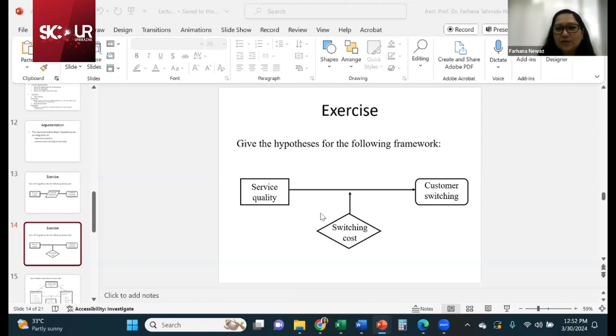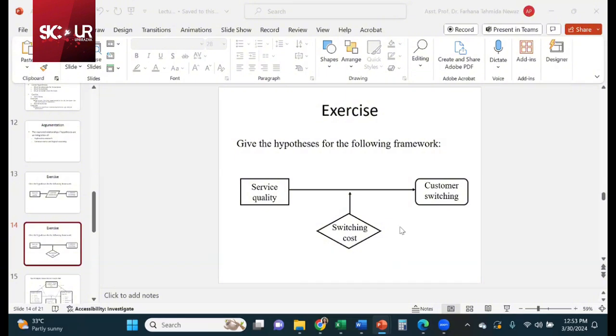Let's see who actually did it the right way. Prof, can I try? Please try. Higher service quality results in lower switching costs for customers. Higher switching costs decrease the likelihood of customers switching to competitors. Hold on, just higher switching cost. Can you see the arrow from switching cost to customer switching? No, sorry, wrong. Okay, then who else would like to try?